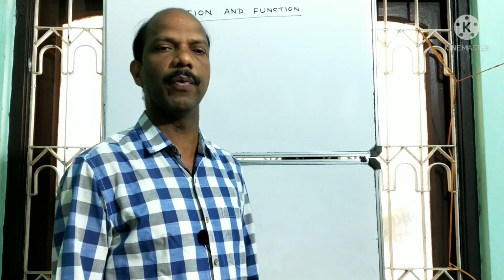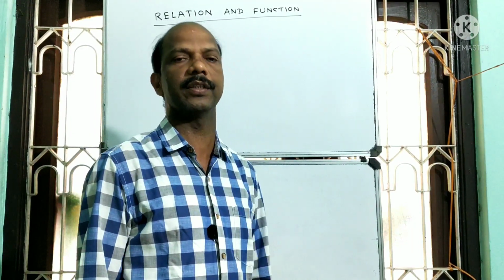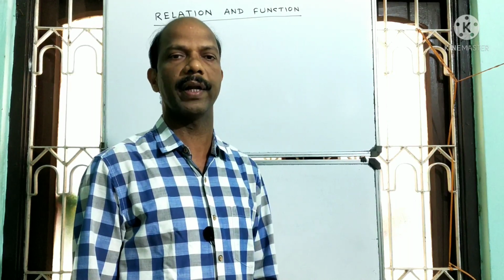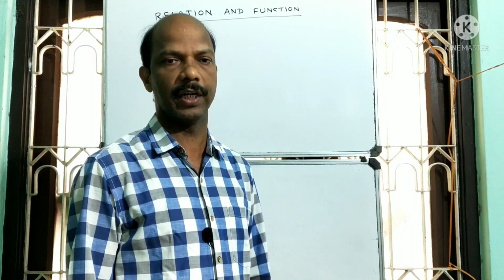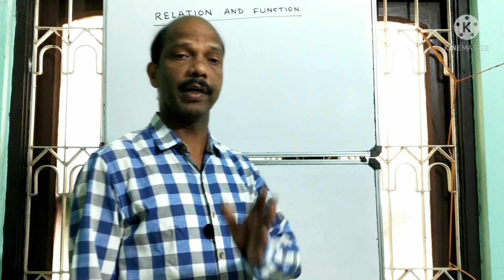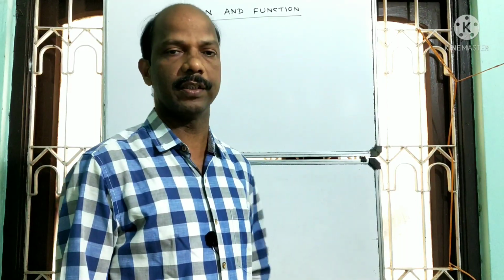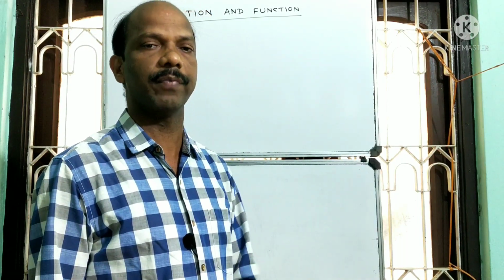Last class we have already finished definition of relation, domain, codomain, range and inverse relation. Also we have started types of relation. Let's continue from types of relation.